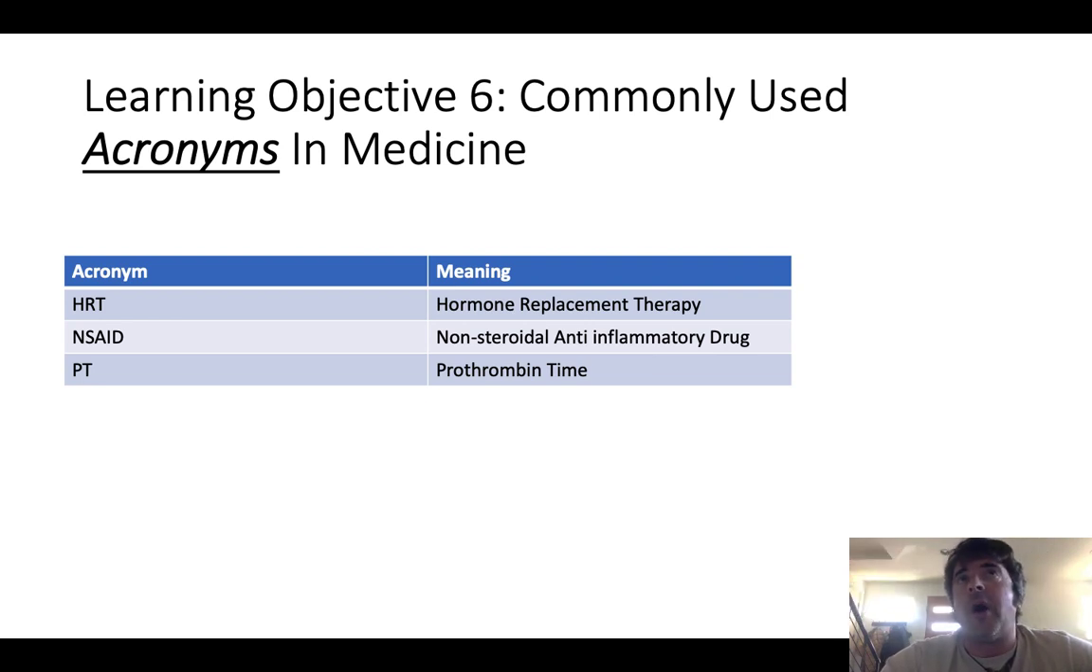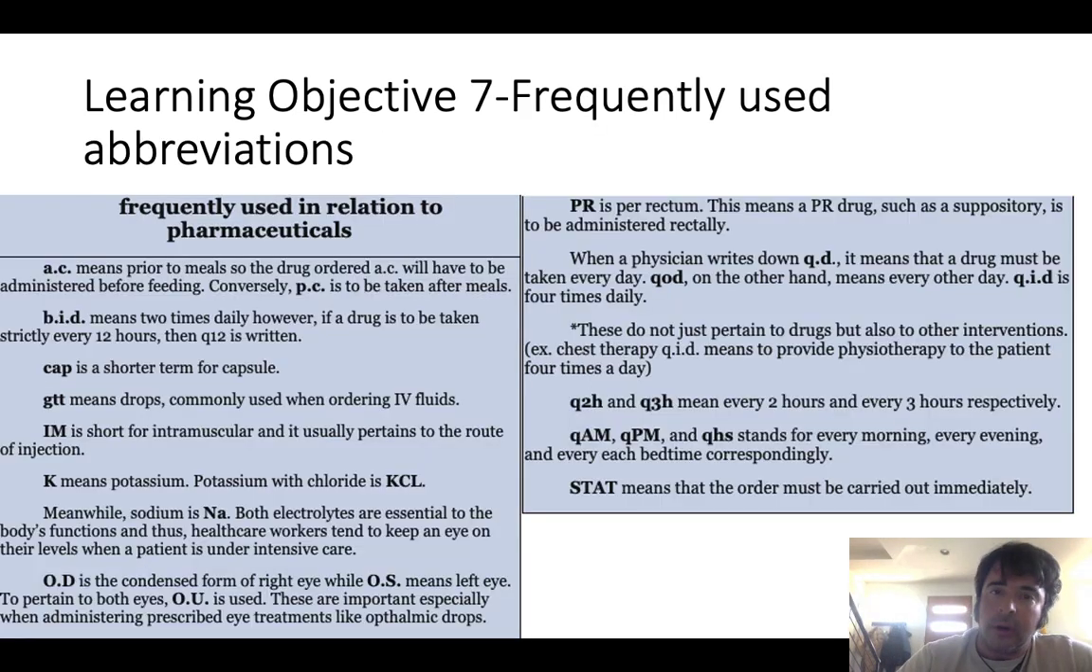The rule of thumb, if you ever throw an acronym in, let's say like you're writing a paper, you always define the acronym once. So you'd say like prothrombin time, parenthesis PT, and then after you've defined the acronym once, you can use it whenever you want.